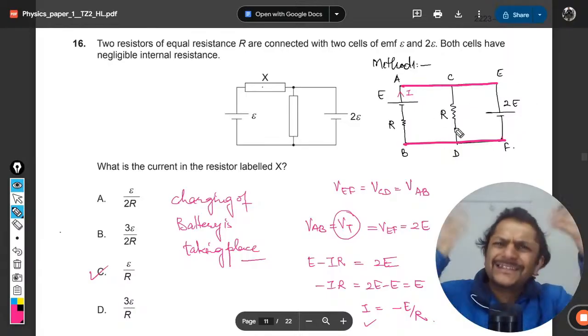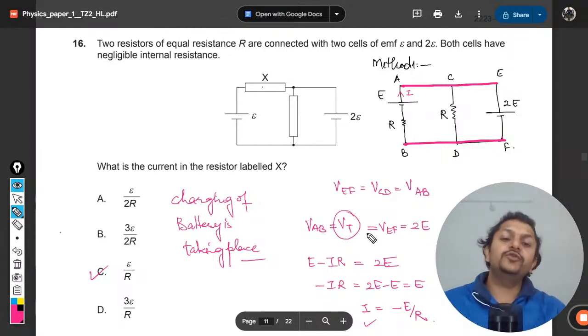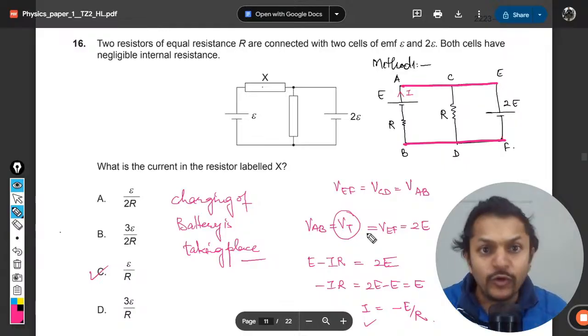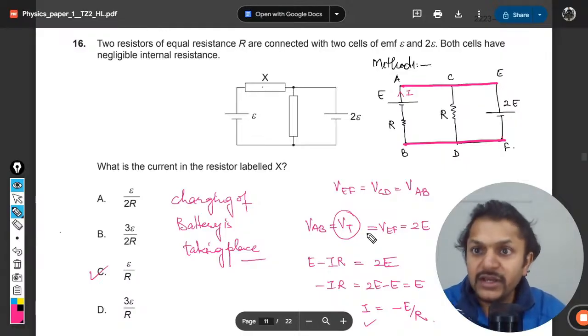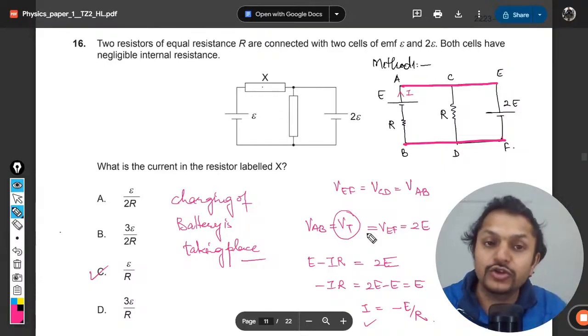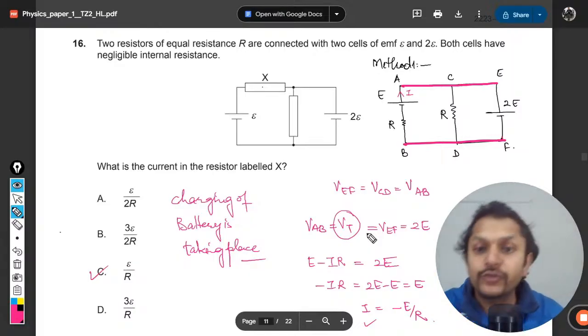and this would be sending some other current, and we don't care about that. Otherwise, if you do not want to use this method, the only method left is Kirchhoff's law. So we have to go for Kirchhoff's law, otherwise we can't do it. After this method, I am going to provide you with Kirchhoff's law also, so the interested students can continue watching, otherwise the students can move to the next video.